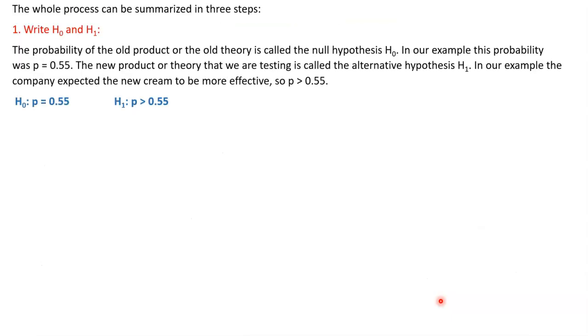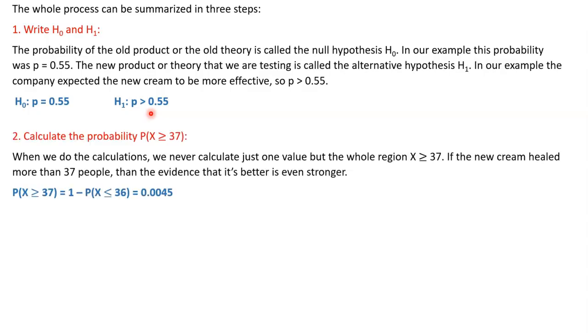This whole process can be summarized in 3 steps. First step is we write H0 and H1. The probability of the old product or the old theory is called the null hypothesis, H0. And in our example, this probability was p equals 0.55, so we can write it here. The new product or theory that we are actually testing is called the alternative hypothesis, H1. And in our example, it was that the company was expecting the probability to be higher than 0.55.